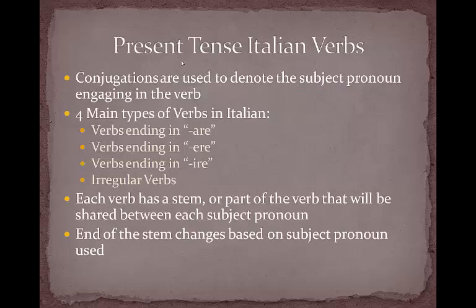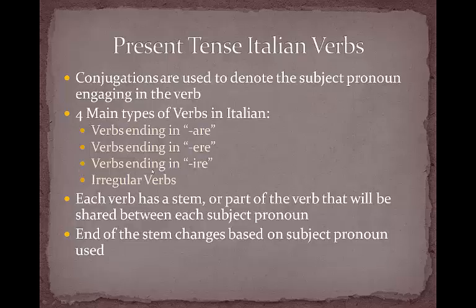So let's talk about present tense conjugation. For the present tense, you can divide up verbs into the three types we talked about earlier: are, ere, and ire verbs. And you can also think of irregular verbs as sort of being their own category. And here's what I mean by that.